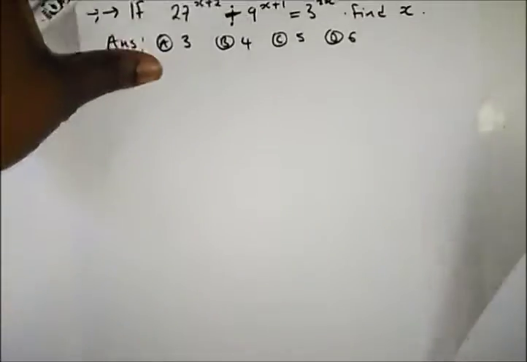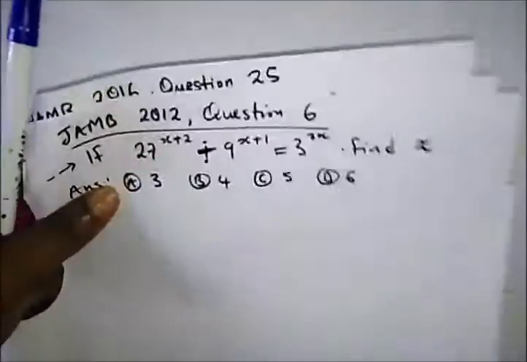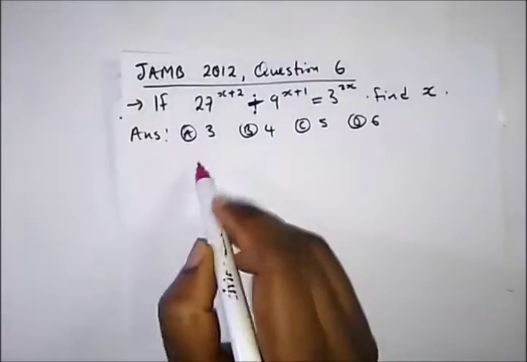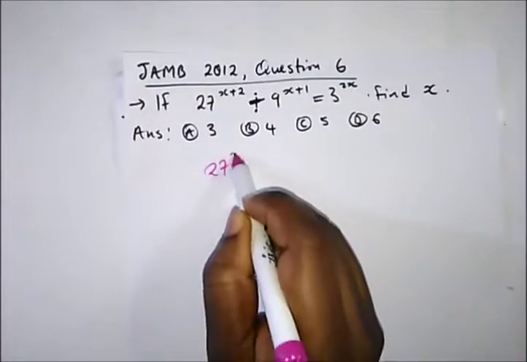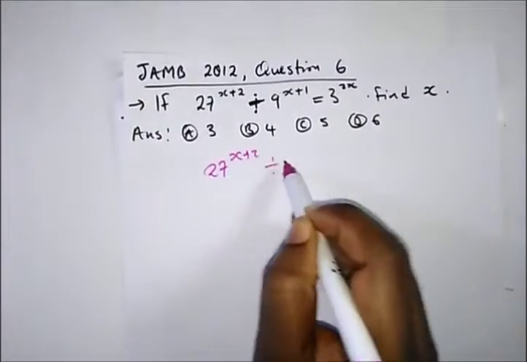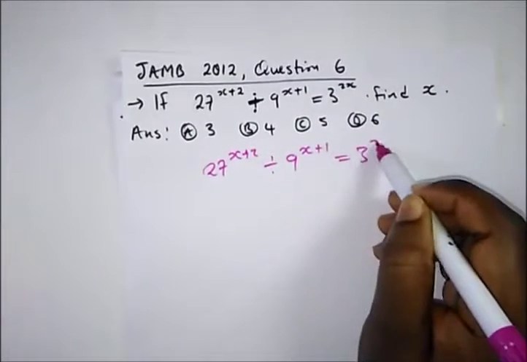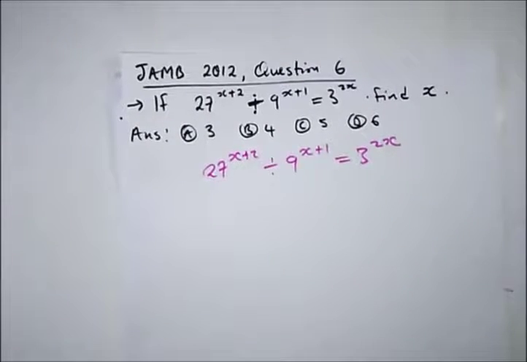So here we have another question from JAMB 2012, question 6. It says 27 to the power x plus 2 divided by 9 to the power x plus 1 equals 2 to the power 2x.